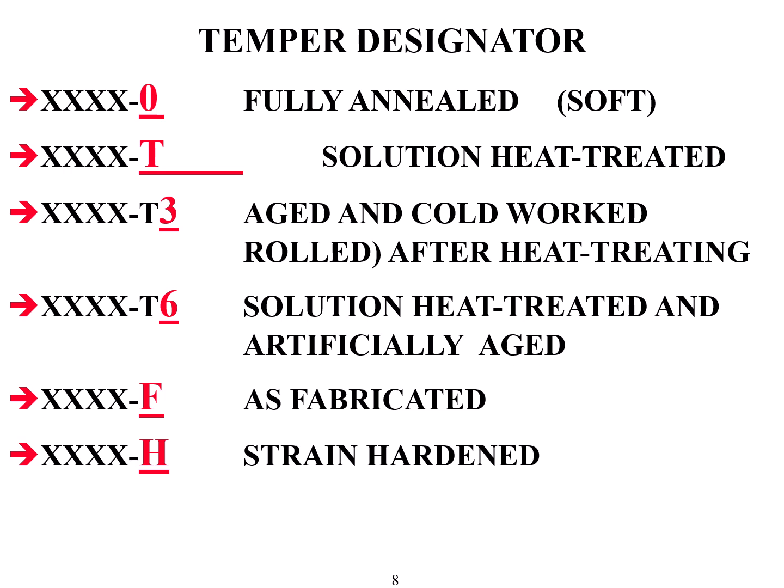F is as fabricated. H, the final one, has been strain hardened. These are some common designations. You need to commit some of this to memory. It's going to be useful on FAA tests.